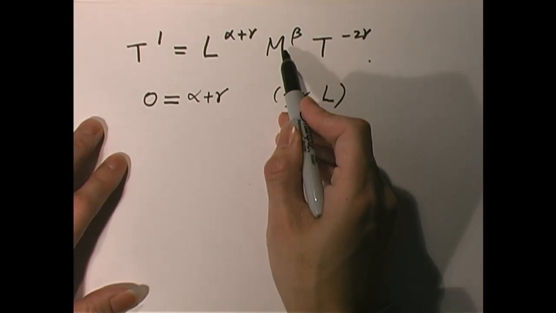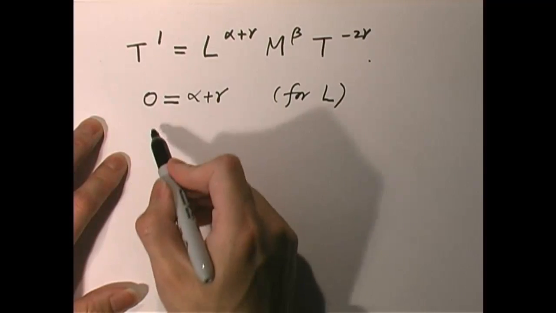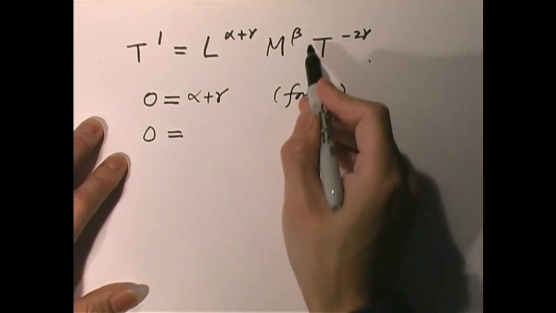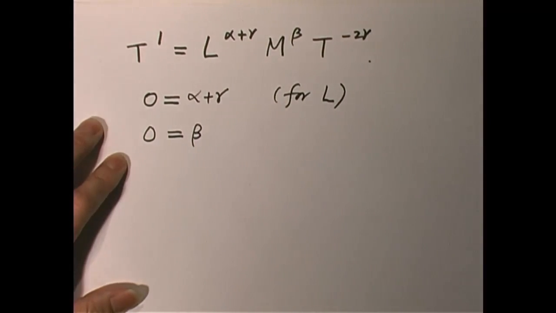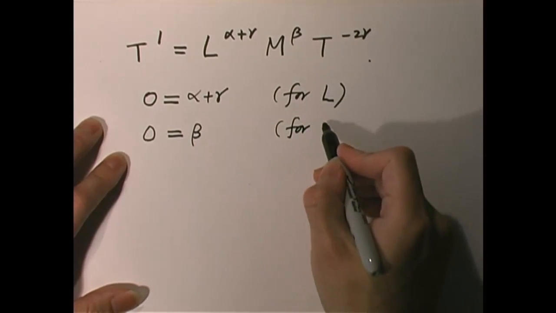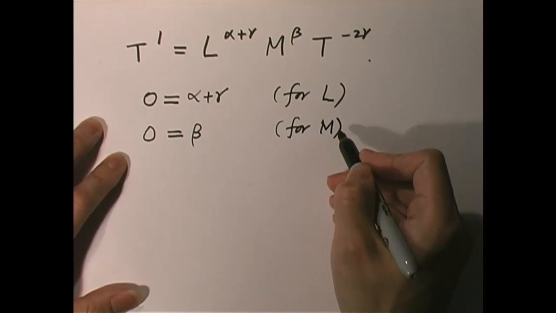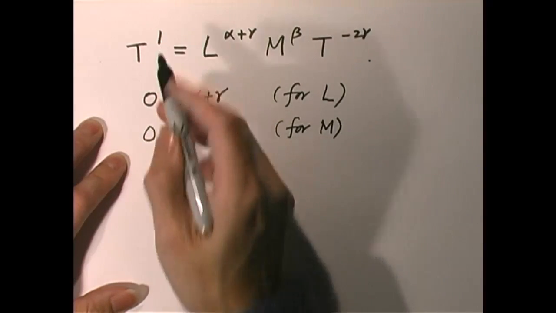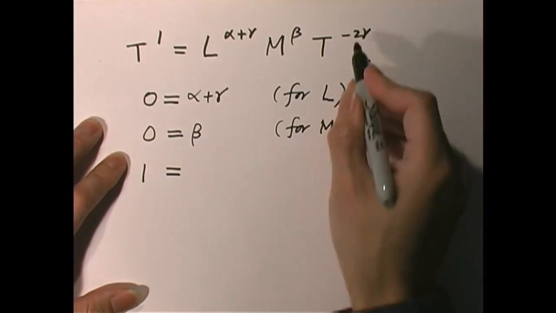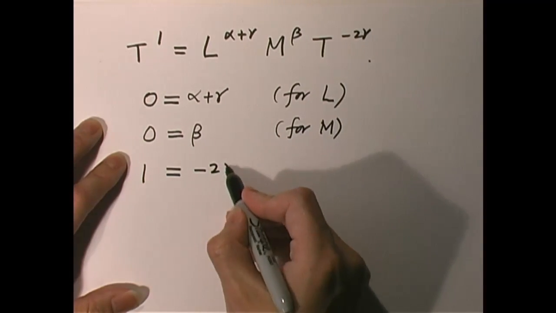What about M? Well, again, this side has no M in it, so that's 0. That side has a power beta. So that tells you beta has to equal to 0. That is for M. And what about T? Well, there is a T to the first power, so that's 1. The other side, negative 2 gamma. Okay, negative 2 gamma. Okay.